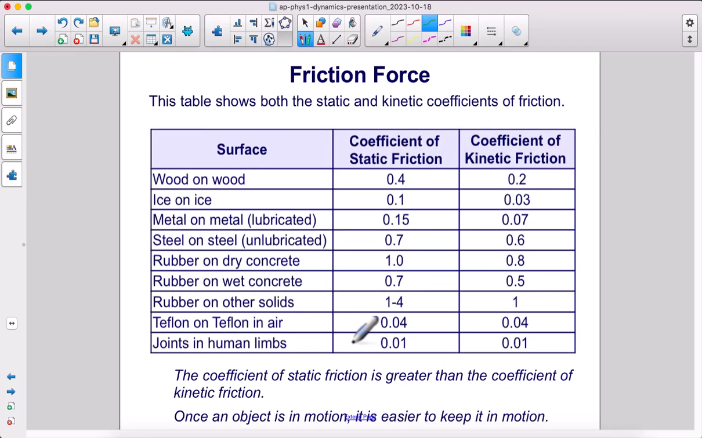This table shows both the static and kinetic coefficients of friction. Most of the time, the coefficient of kinetic friction is less than the coefficient of static friction. Not always, but most of the time. Here you can see they're equal. Here, rubber on dry concrete, kinetic friction is 0.8, static friction is 1. Some race car tires are engineered to go above 1 so that they can turn corners really fast without sliding.